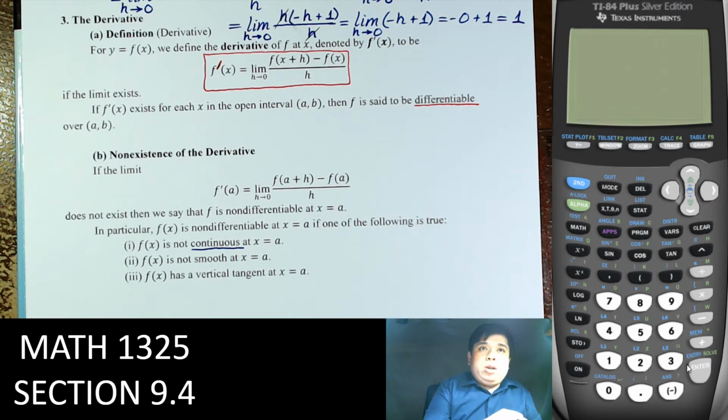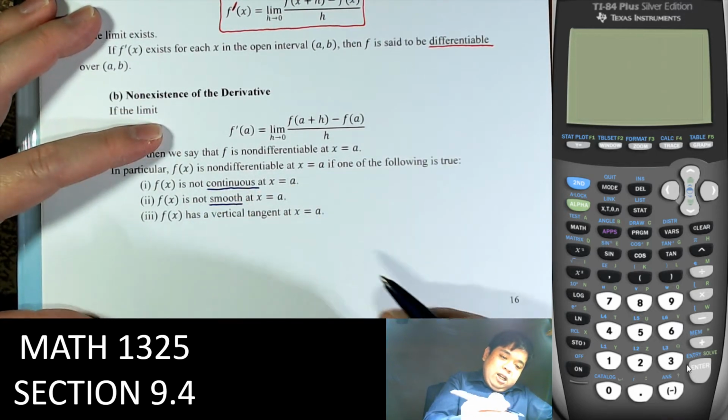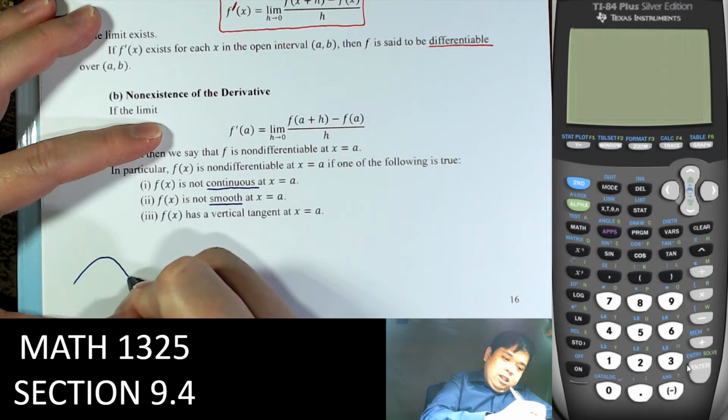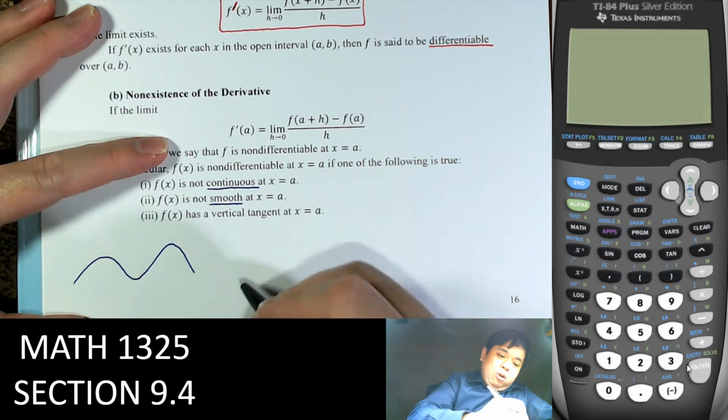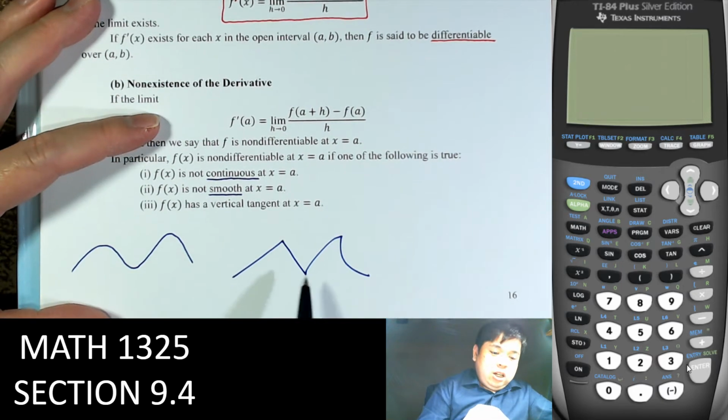Right, smooth. So what is smooth, by the way? Smooth is this, as opposed to that, which is not smooth.